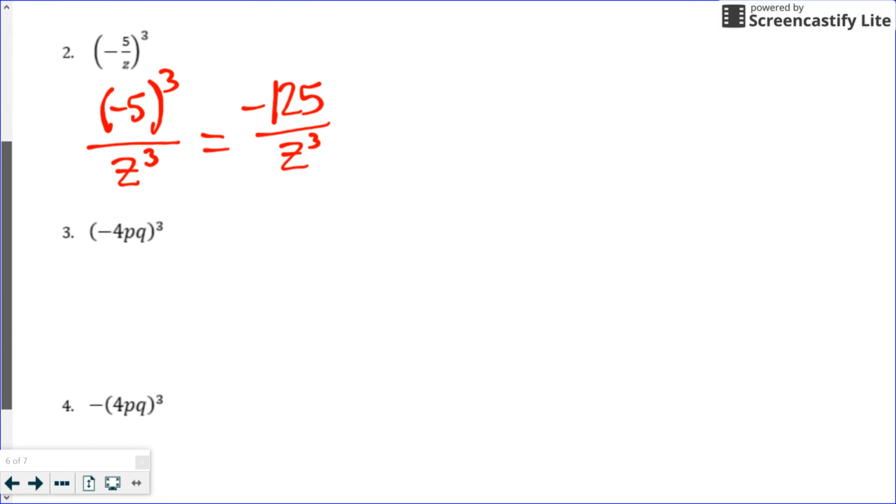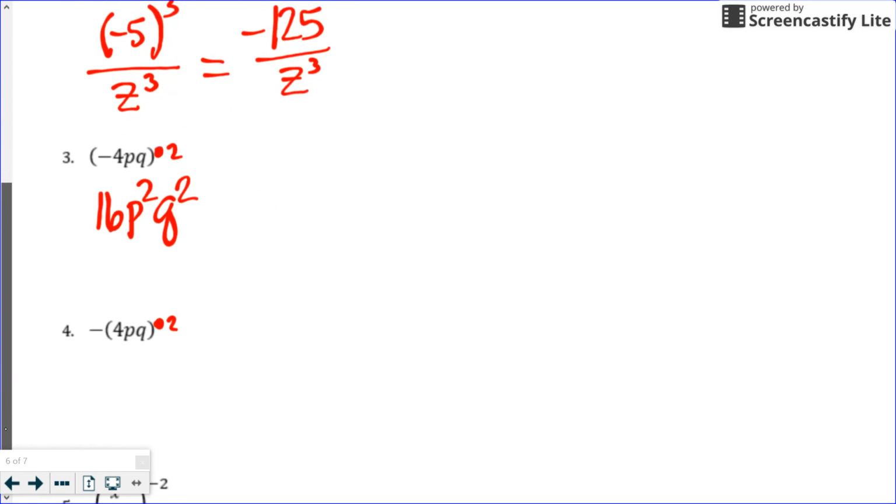Number 3. On test day, we changed these guys to make them squared, both here for 3 and 4. All right, so for number 3, I've got negative 4 inside my square. We're raising everything to the power of 2. So I've got negative 4 squared. That's negative 4 times negative 4. Negative times a negative would be positive. 4 times 4 is 16. And then p squared, q squared.